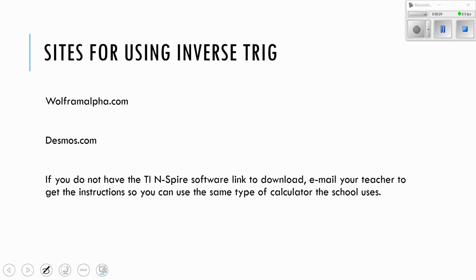Now, I understand that you guys might not all have these school calculators, so here are some good sites for using your inverse trig. You have wolframalpha.com or desmos.com. Those are pretty easy. You can just type it in as is. You can also use your TI Inspire software link if you have the download. If you don't have it downloaded, email your teacher and we'll forward you the instructions so that you can use the calculator, so you're using the same type we use at school. If you want to use a different calculator, that's fine. Just make sure you're using a calculator that can accurately do these inverse functions.